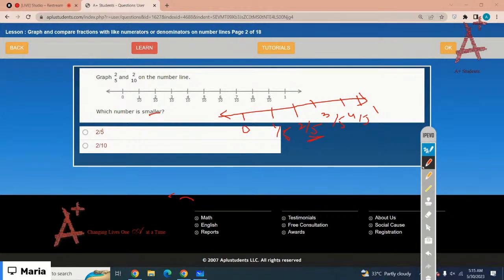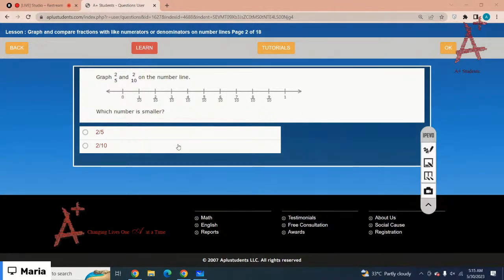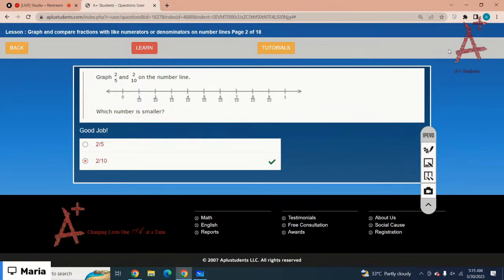Hold on. Which number is smaller? Yes, 2 out of 10 is smaller than 2 out of 5. Got it? Very good. That would be 2 out of 10. You have just 2 portions out of the 10 that would be smaller than 2 over 5. Good.